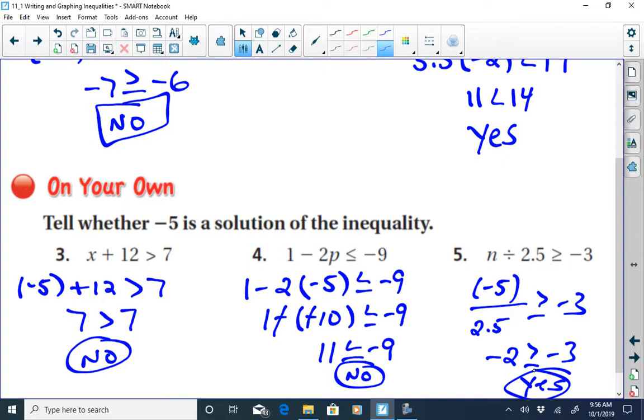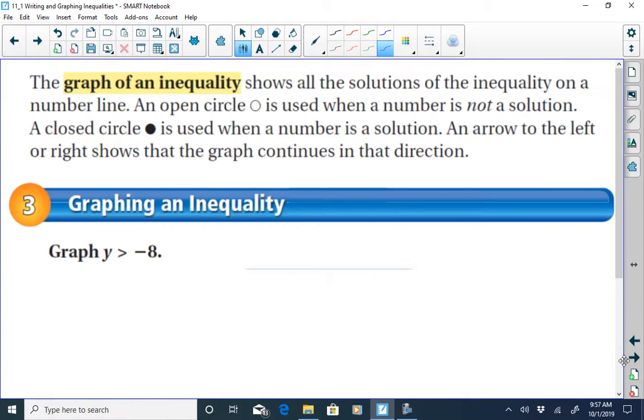So when we're checking to see if a value makes an inequality true, we replace the variable with the number, and then we evaluate the inequality to see if we get a statement that is true or not. Now we want to learn how to graph the inequalities or to represent solutions using a graph. The graph of an inequality shows all of the solutions of the inequality on a number line. An open circle is used when the number is not a solution. A closed circle is used when the number is a solution. An arrow to the left or the right shows that the graph continues in that direction.